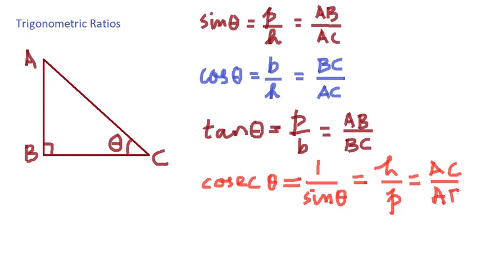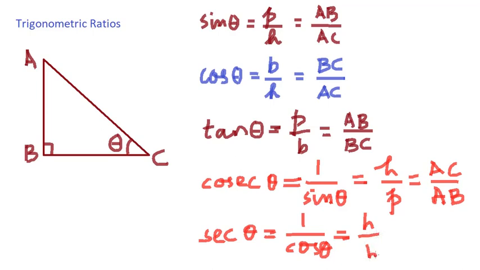Similarly, the reciprocal for cos is sec. So sec theta is equal to 1 by cos theta, and since it is the reciprocal of cos, cos is B by H, so this will be H by B, and as a result it will be AC by BC.